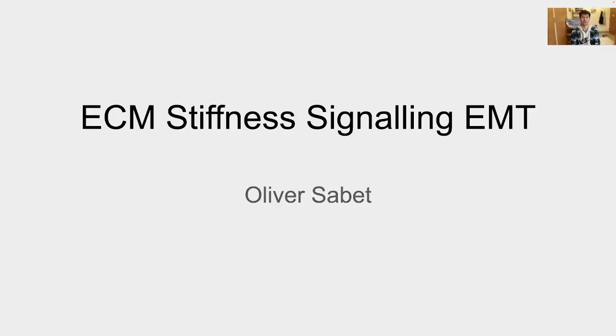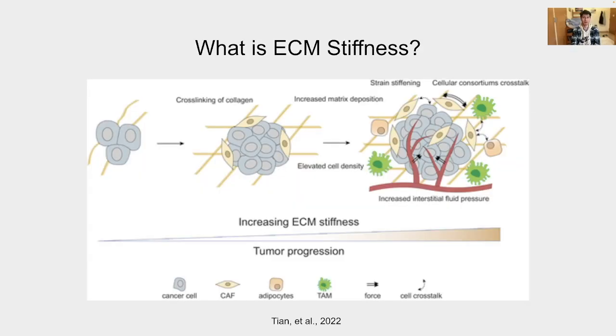So I didn't expect to be doing this in my bedroom, but today I will be presenting on how the stiffness of an extracellular matrix signals epithelial to mesenchymal transition. So to begin with, the stiffness of an ECM is its physical property to resist an outside applied force.